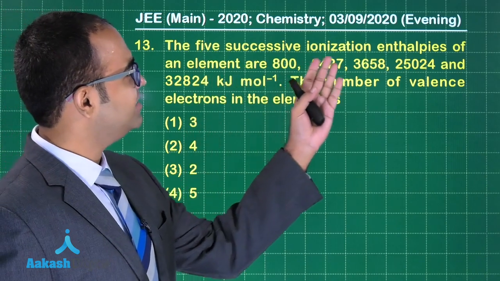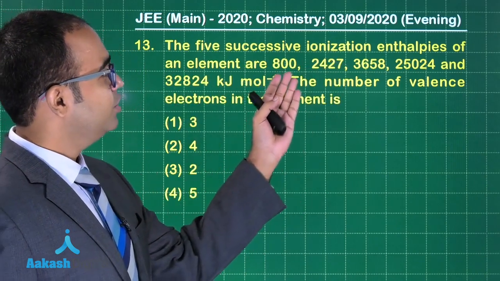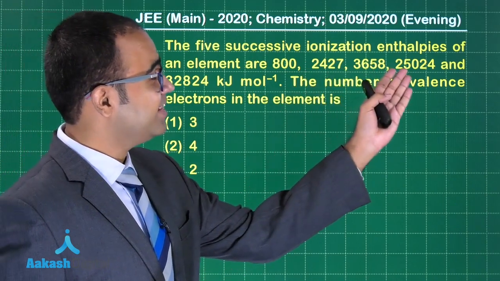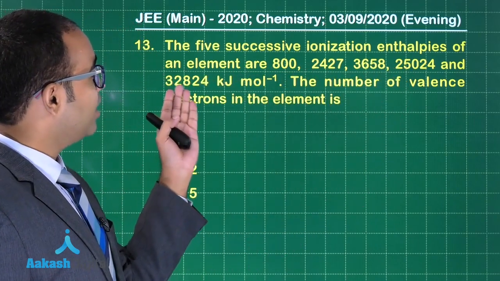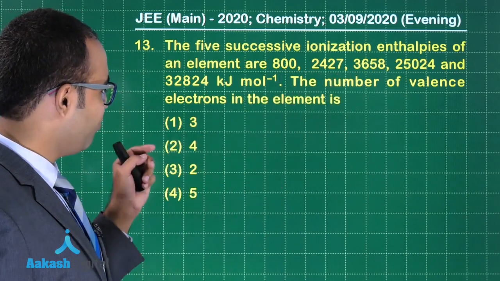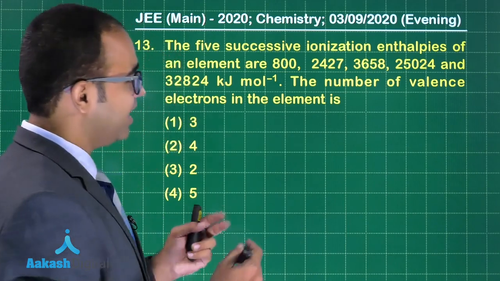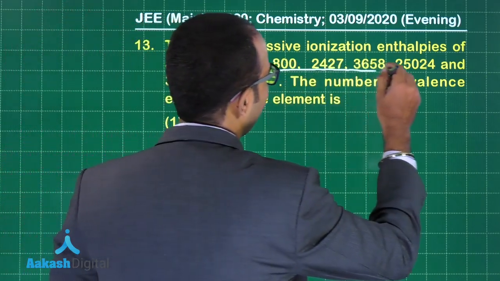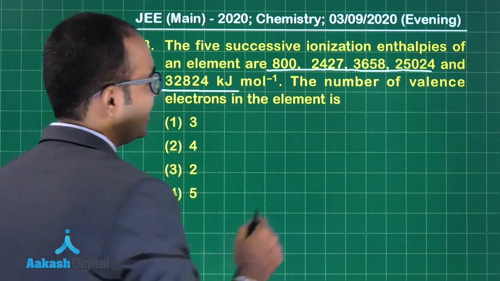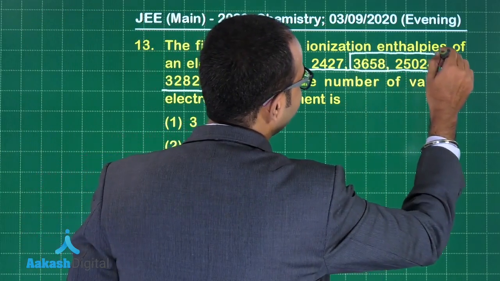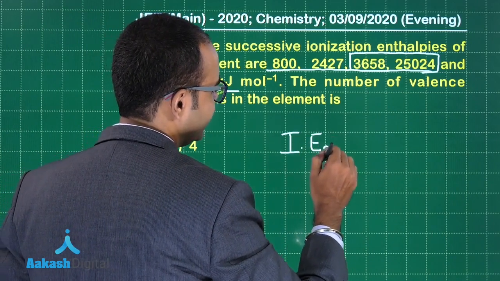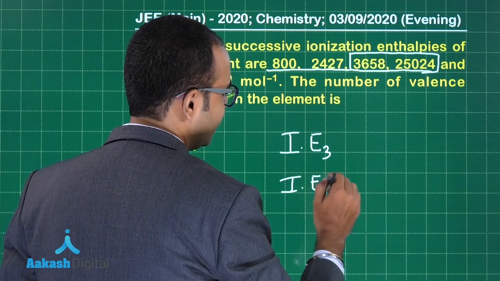The 5 successive ionization enthalpies of an element are 800, 2427, 3658, 25024 and 32824 kilojoules per mole. The number of valence electrons in the element is 3, 4, 2 and 5. Now if I look at this data, I clearly see that these ionization enthalpies are given, and between the third and the fourth ionization enthalpy, that is ionization enthalpy 3 and ionization enthalpy 4.